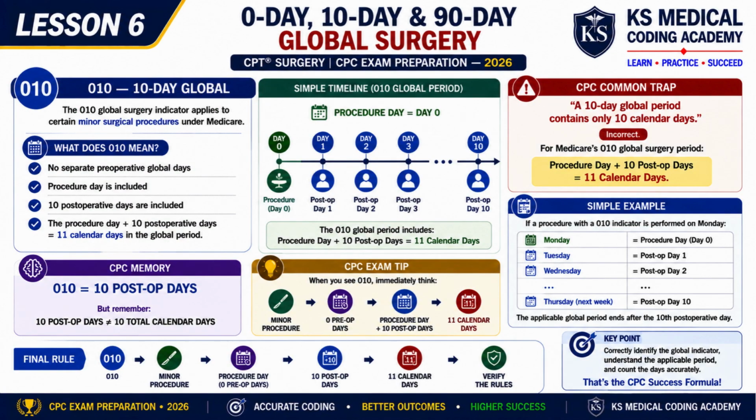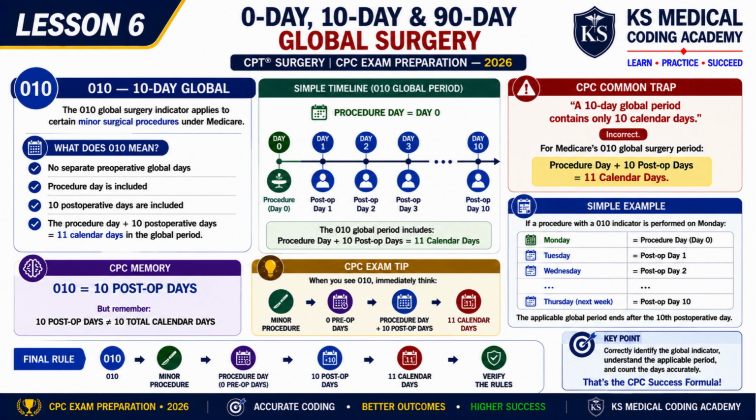Now let's focus on the 010 global surgery indicator. The 010 indicator applies to certain minor surgical procedures under Medicare. There are no separate preoperative global days, and the procedure day is included. The package has 10 postoperative days. Here's the important CPC counting rule. Procedure day plus 10 postoperative days equals 11 calendar days. For example, if the procedure is performed on Monday, Monday is day 0, Tuesday is postoperative day 1, Wednesday is day 2, and so on until postoperative day 10.